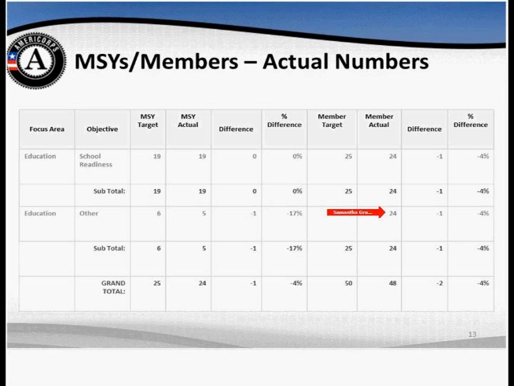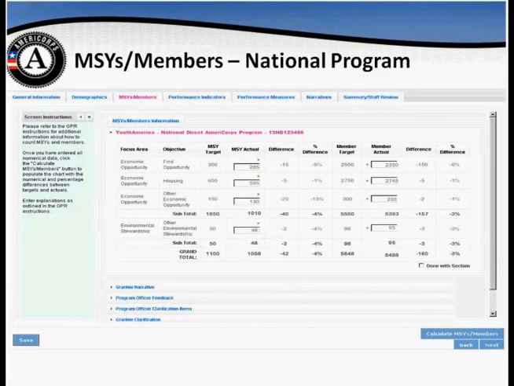Okay, thanks, Justine. Let's take a look at the screen from the national programs perspective. If you are a national program, you will fill in the actual numbers for each objective. The targets for MSYs and members have already been filled in. This information is from your application and represents what you anticipated against the CNCS focus area and strategic plan objectives. So in our sample program, Youth America, we anticipated allocating the resources as indicated on the screen.